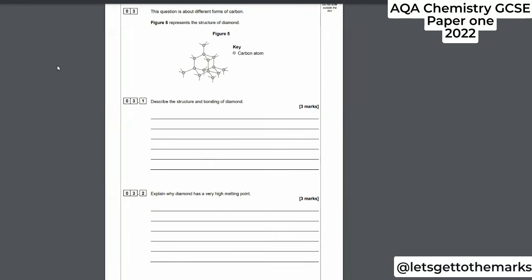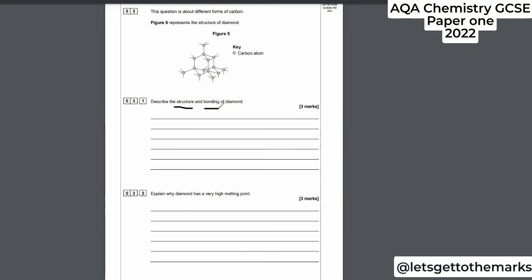3. So this question is about the forms of carbon, or different forms of carbon. They're called allotropes, the different forms of carbon. Figure 5 represents the structure of diamond, carbon atom here. Describe the structure and bonding of diamond. So the key words here, and students miss this all the time, are structure and bonding. Can you name the structure? And can you name the type of bonding in diamond?